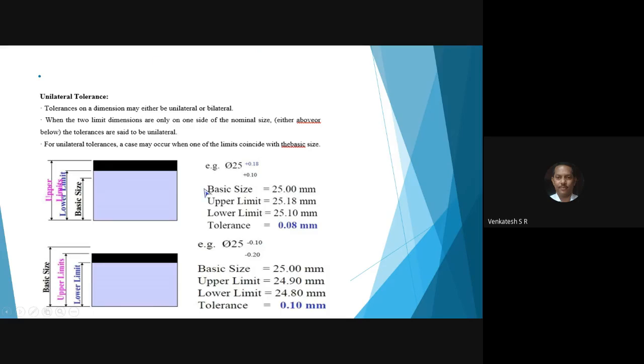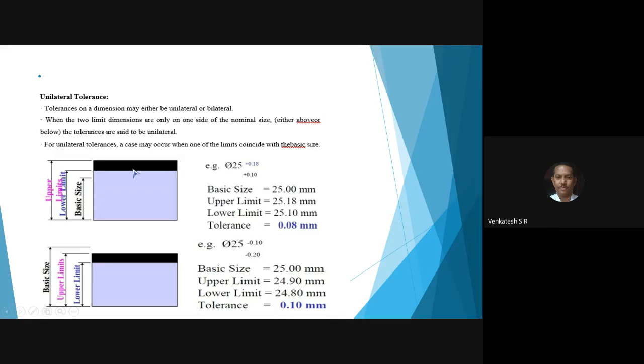If you mention plus 0.00, so the lower limit is 0, and only the upper limit is plus 0.018, then it is called unilateral tolerance. So in this case, 0.25, 0.20 and 0.10, both have negative signs. Suppose 0.25 millimeter to the power minus 0.10, that indicates the upper limit, but it has a negative sign.